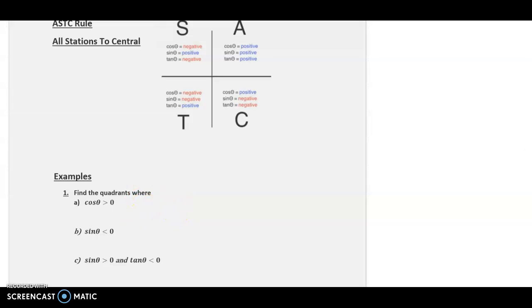Okay, part B, sine less than 0, or sine is negative. Sine is going to be negative in the third quadrant here, and sine is negative also in the fourth quadrant. So we've got third and fourth.